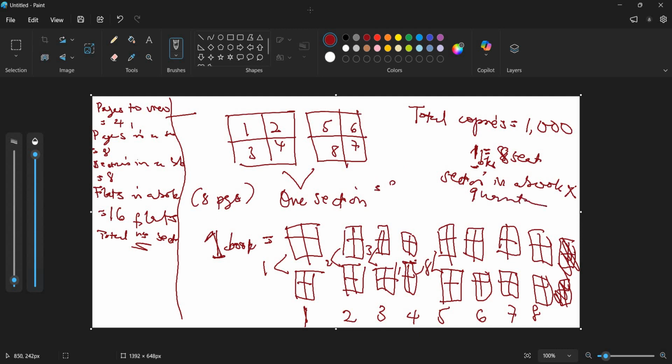So that will be 8 sections times 10,000 copies, which is 80,000 sections for the whole book, for 10,000 copies. Then the total number of flats will be 8,000 times 2, which is 16,000. 16,000. That will be all.